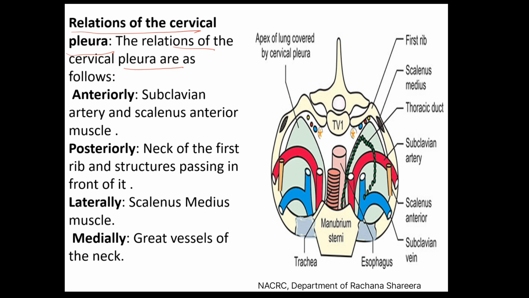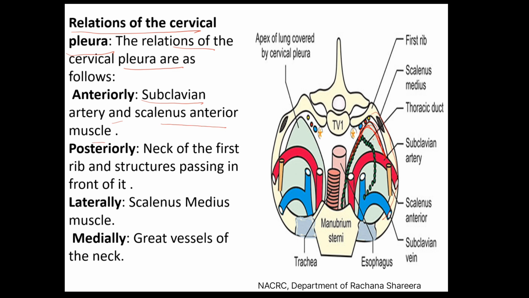Anterior relation, apical part or apex part of the lungs, that is above the first rib. That relationship anteriorly: subclavian artery and scalenus anterior muscle. This is the apex of the lungs and this is the first rib. The apex of the lung is above the first rib and covered by the cervical pleura.